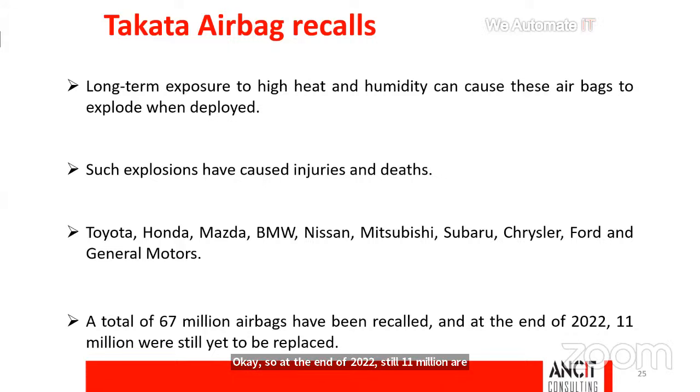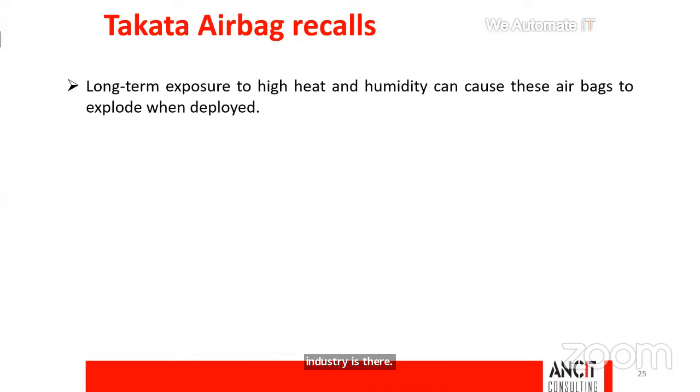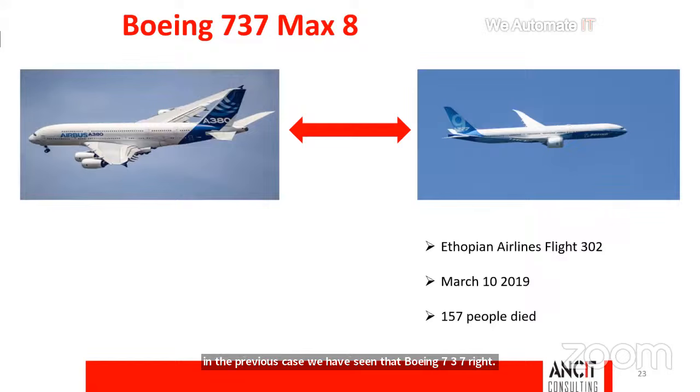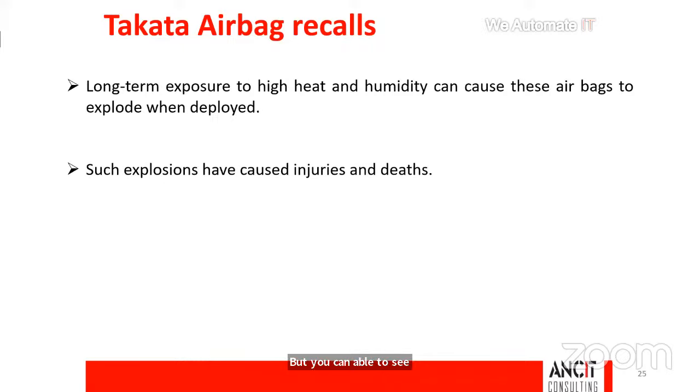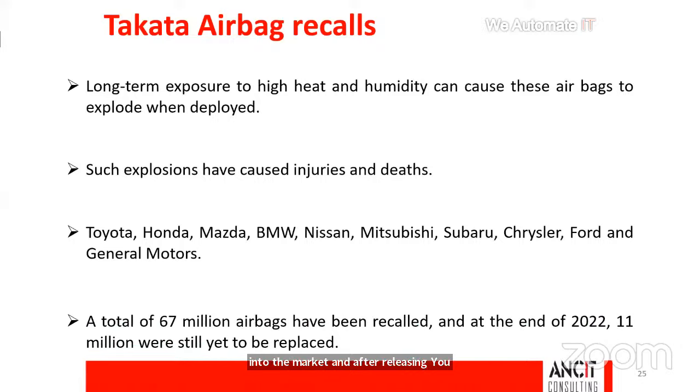So what is the problem in the automobile industry? In the previous case, we saw the Boeing 737. If any malfunction happens in this particular flight, we are able to fix it, identify it, and track that flight, correct? We can see where this plane currently is. But after a product comes into the market and is released, you cannot track all these 67 million cars, correct? So it is a very huge process, and the malfunction that occurred was defaming the company, as well as causing injuries and death to people.